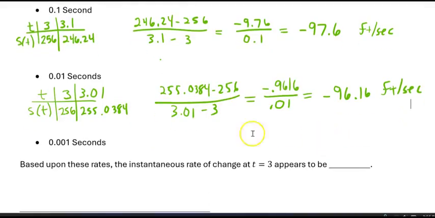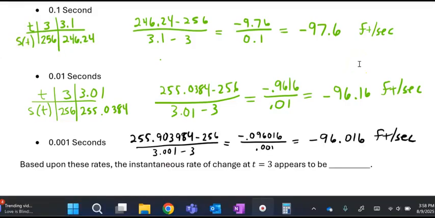I want you to try the next one at 0.001 and then make a guess based upon what you're seeing here. What would happen if you looked at the instantaneous rate of change? In other words, don't go 0.001 seconds, go 0.0000000 forever. So go ahead and try this last one and then make a guess, and I'll show you the answer in a bit.